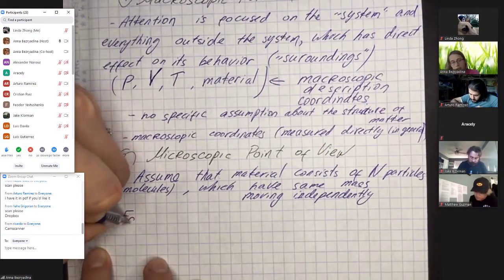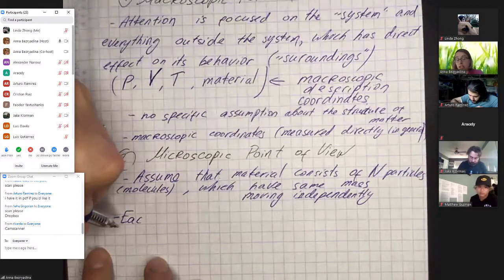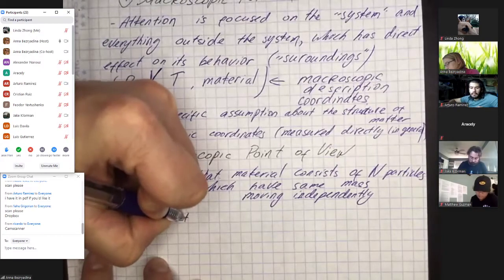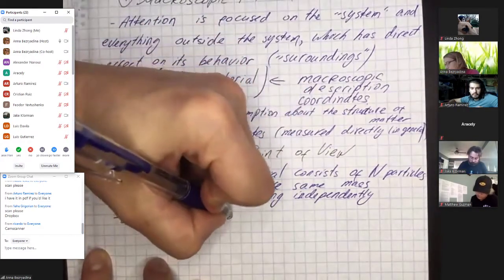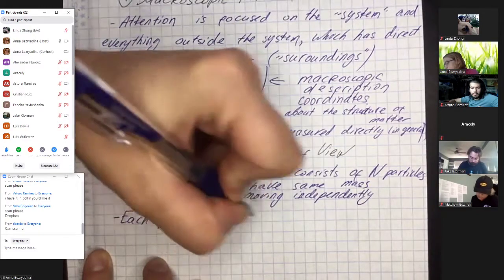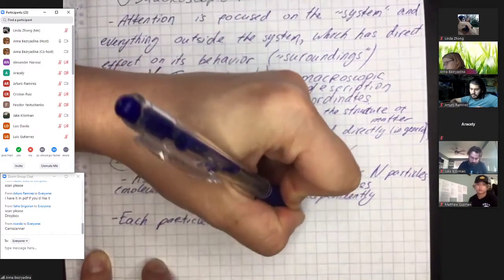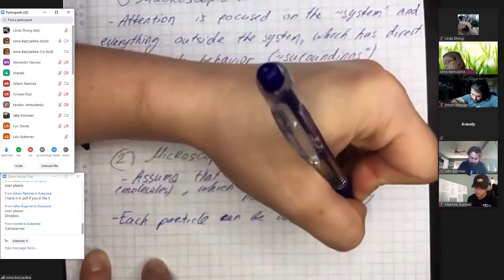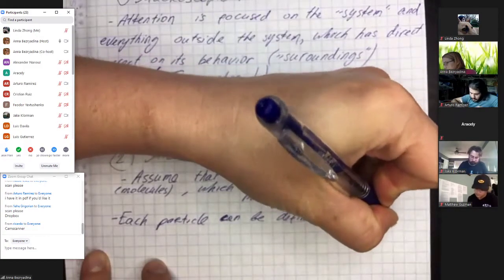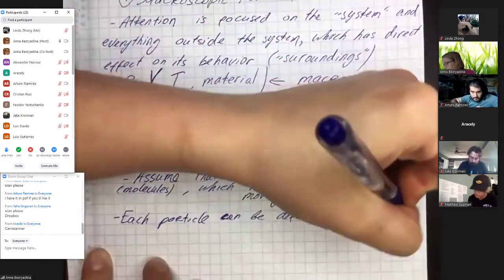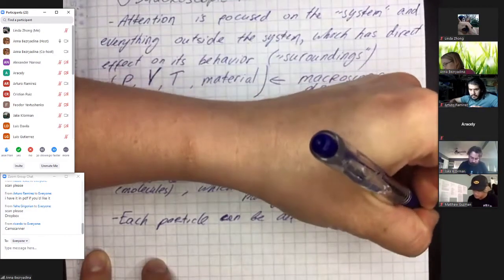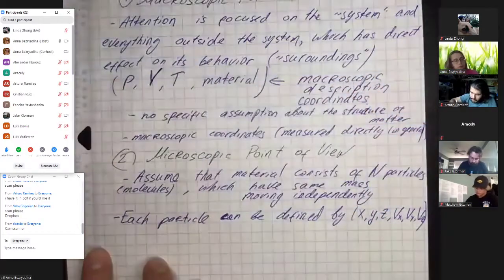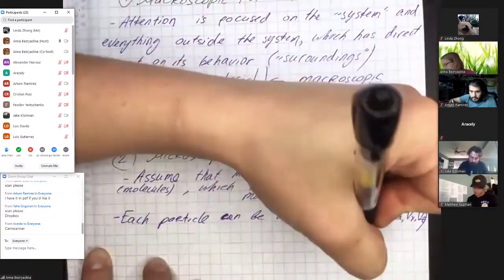So each particle can be defined by its position x, y, z, and its velocity vx, vy, vz. So that's called phase space.